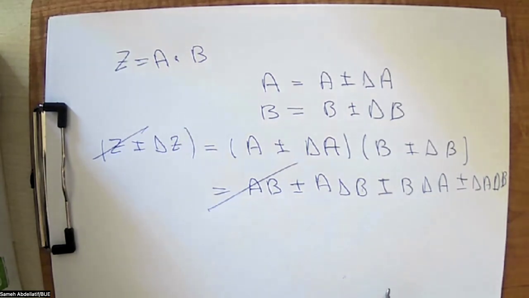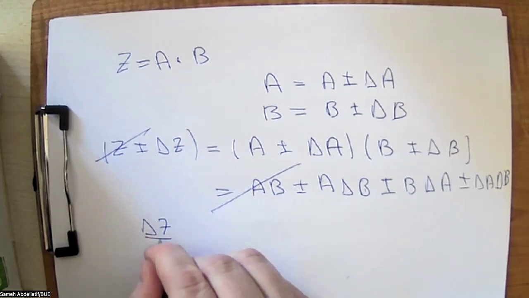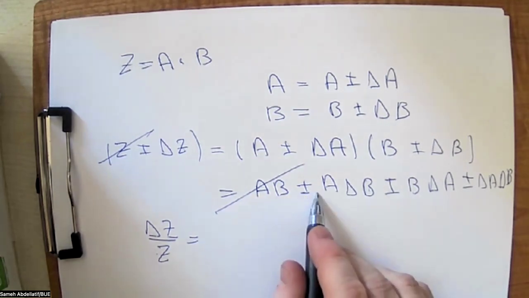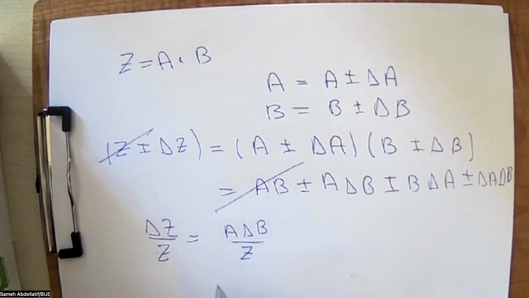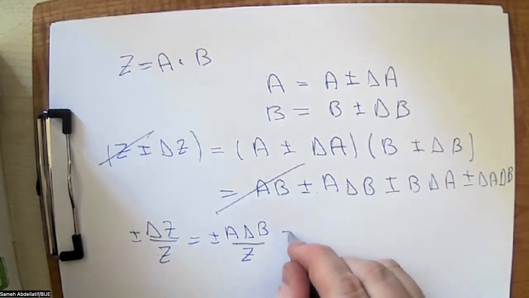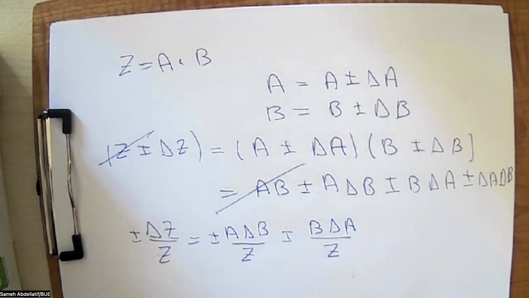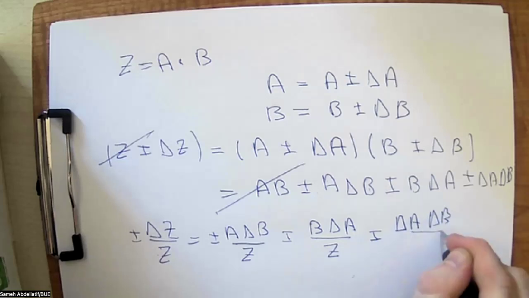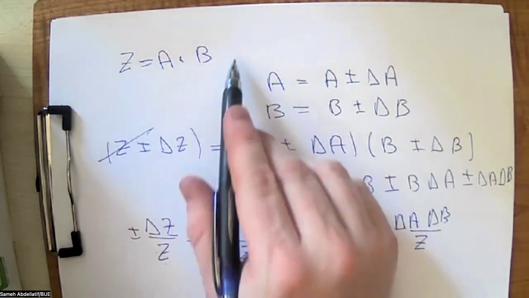Again, you can divide the overall equation by Z. So delta Z over Z equals A delta B over Z, plus minus B delta A over Z, plus minus delta A delta B over Z. Okay, great. That basically is A times B.